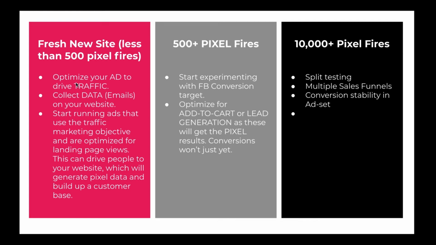Well, the first thing you need to do is optimize your ad to drive traffic. This is what we went over in the beginning. Your conversion for your ad should be traffic. That's exactly what it should be. Your main goal is to collect data on your website. You're collecting all the emails on your landing page. That's your main goal. Your main goal right now is not to make sales.